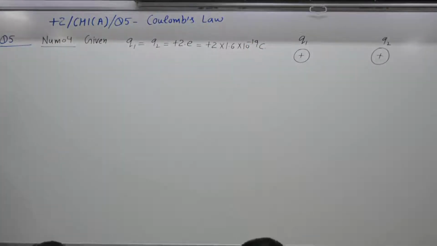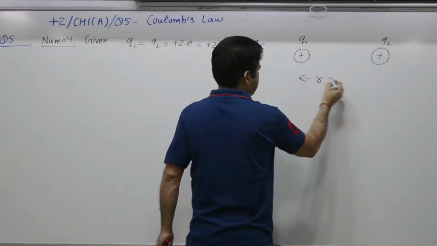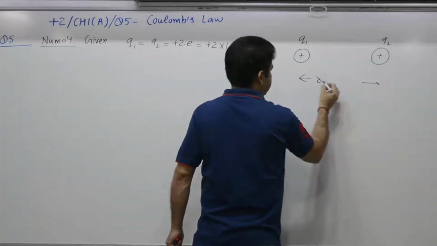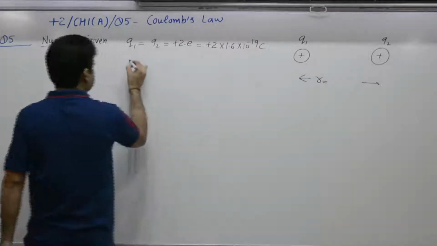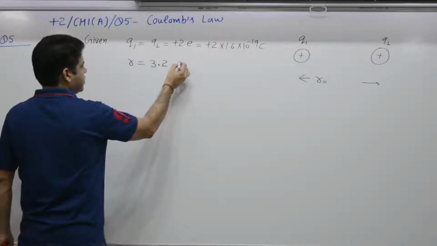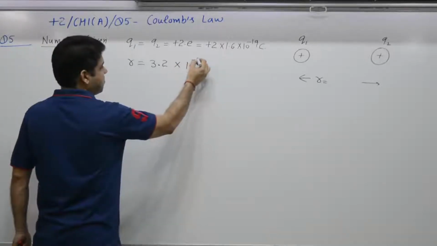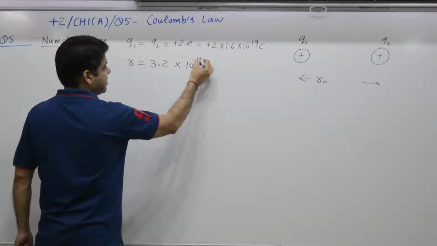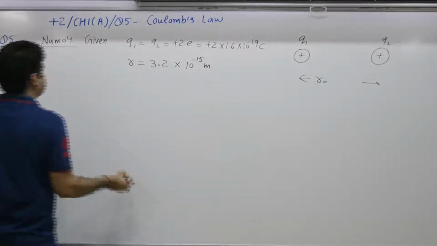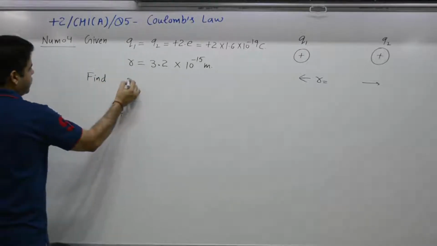What else is given? Distance between the two, R, given. How much? 3.2 or 3.6? 3.2 into 10 raised to power minus 15 meters. You have to find out what? Force.